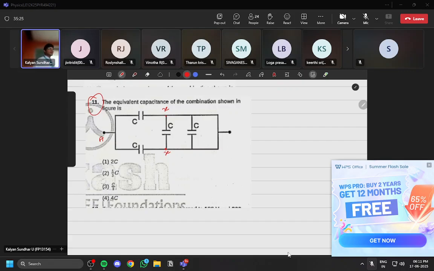The same capacitance has been crossed, so the potential drop will be the same. If the potential drop is the same, this is x, this is x, so charge flow will not be here. What about this point? This is x, this point is x, that point is x, so there will be no flow here either. So ultimately you have C on top and C at the bottom, both in parallel. So the answer will be 2C. Again, many of them made mistakes.